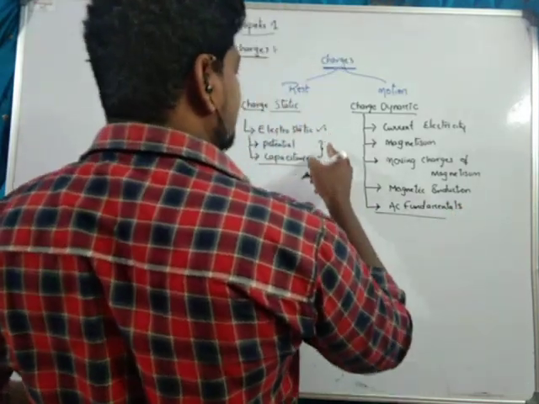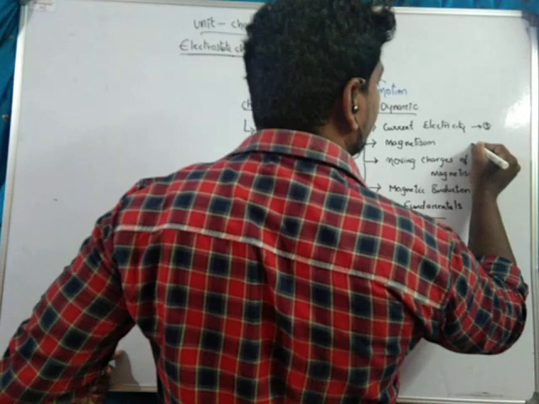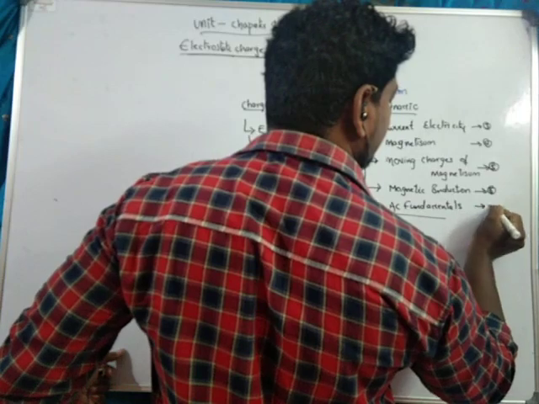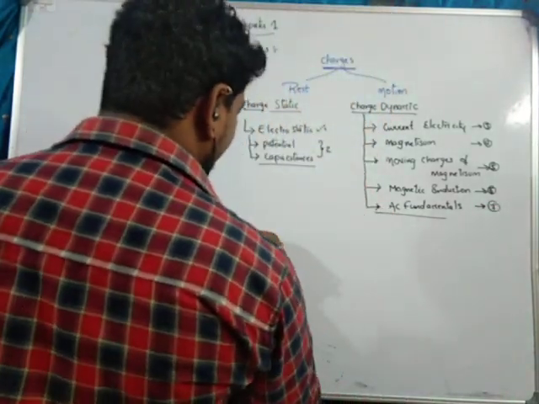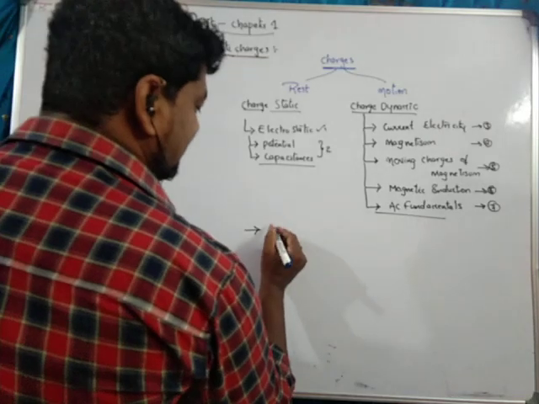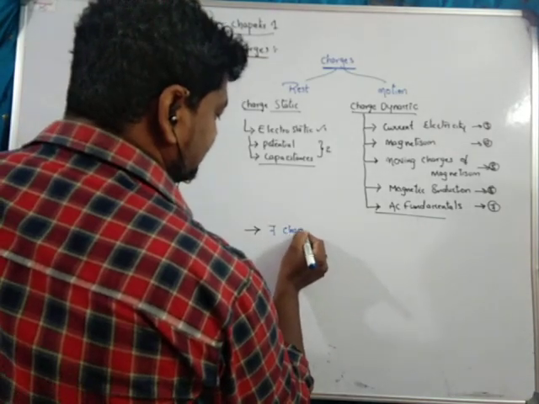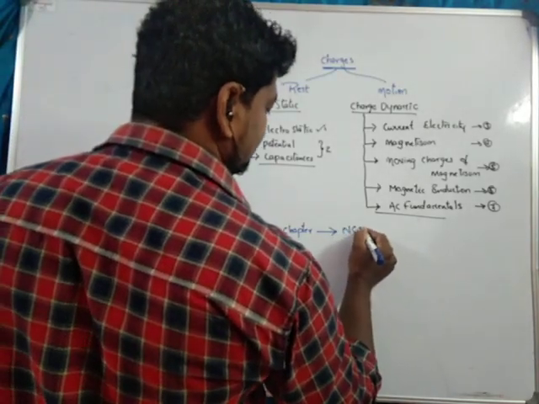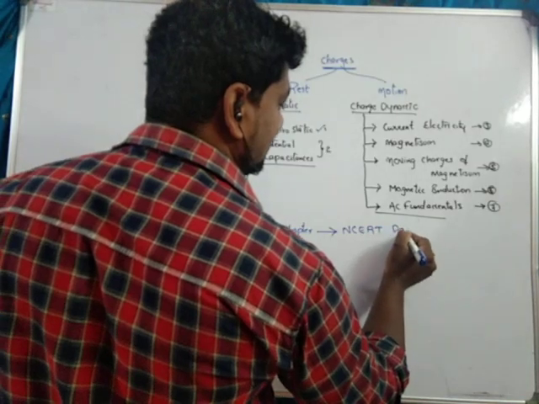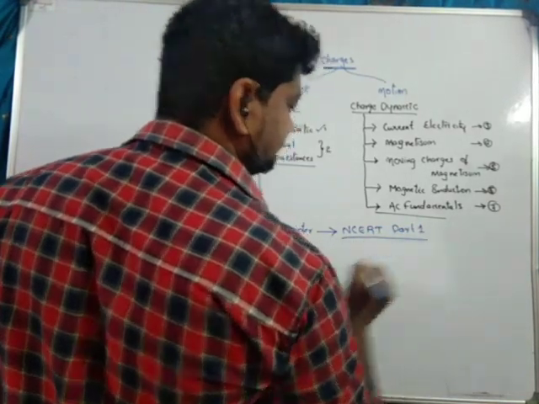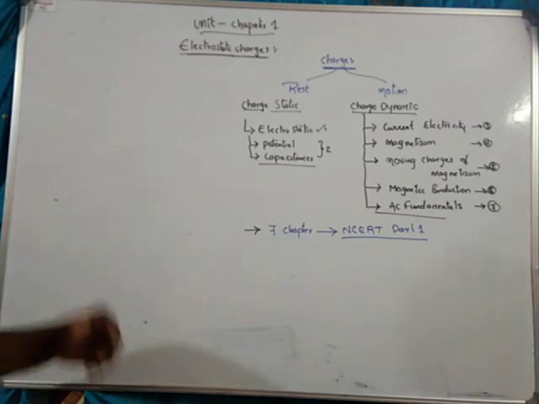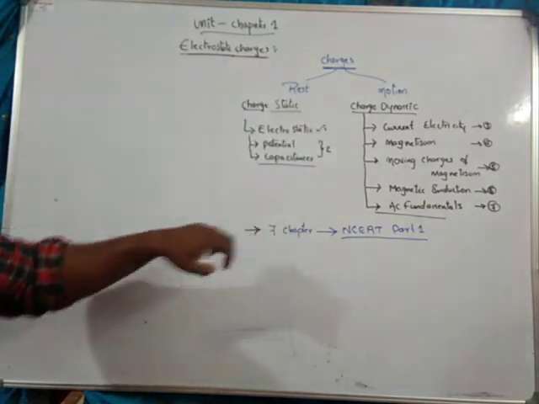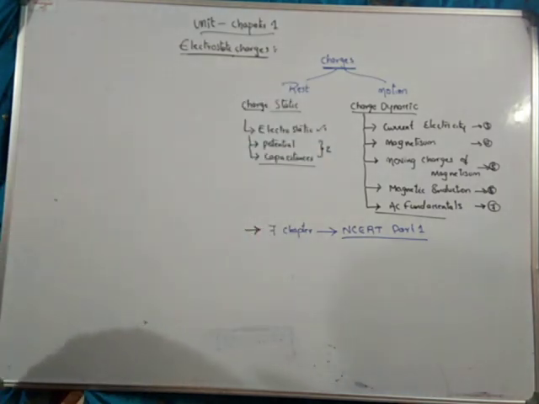So these are chapters 1, 2, 3, 4, 5, 6, 7. These seven chapters will come under NCERT part 1. Okay, so we have to study what is a charge, types of charges. So we have rest. So these are the topics related to the charge.